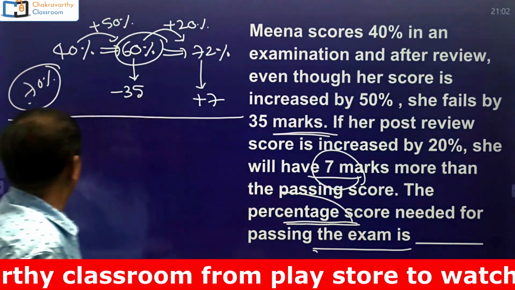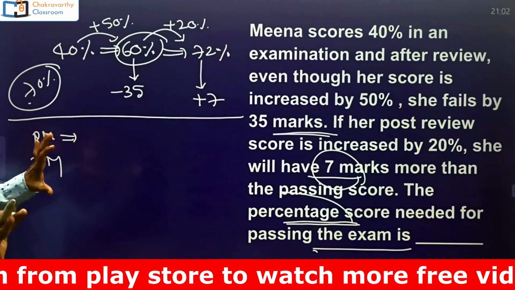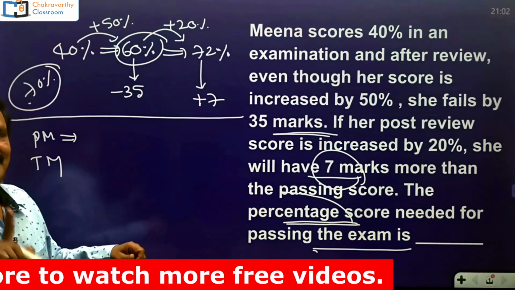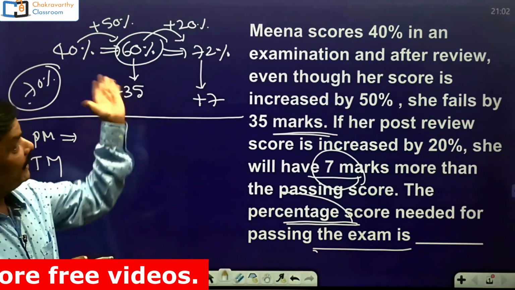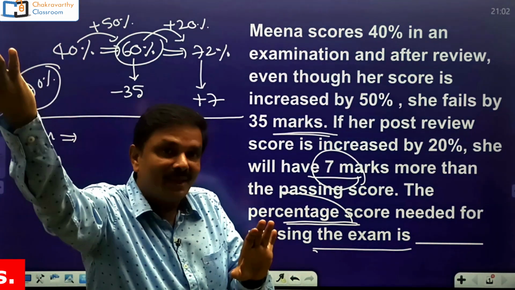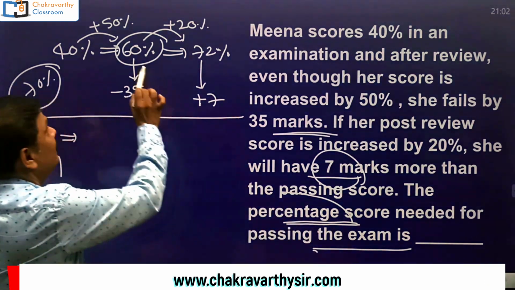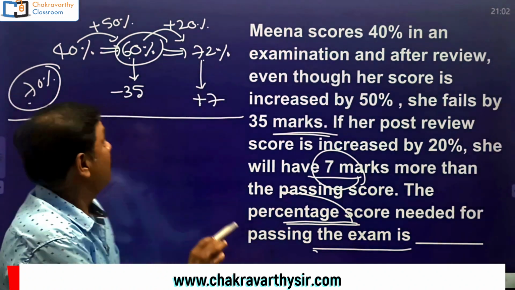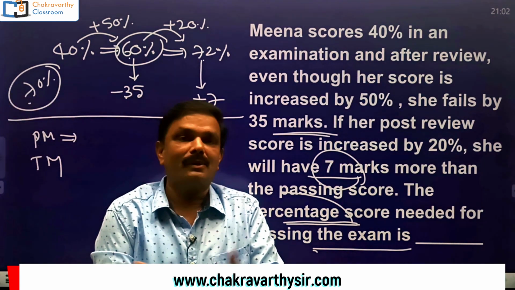Okay. Now, how to find out the total marks or pass marks, whatever it may be? To find that out, I'll use the unitary method. What's the unitary method? If she gets 60%, she fails the exam by 35 marks. If she gets 72%, she passes the examination by getting 7 marks more than passing. This is the general method. Now, I take the difference between these two. Percentage-wise difference I'll get, then marks-wise difference I'll take. Then I'll find out pass marks and total marks very quickly.